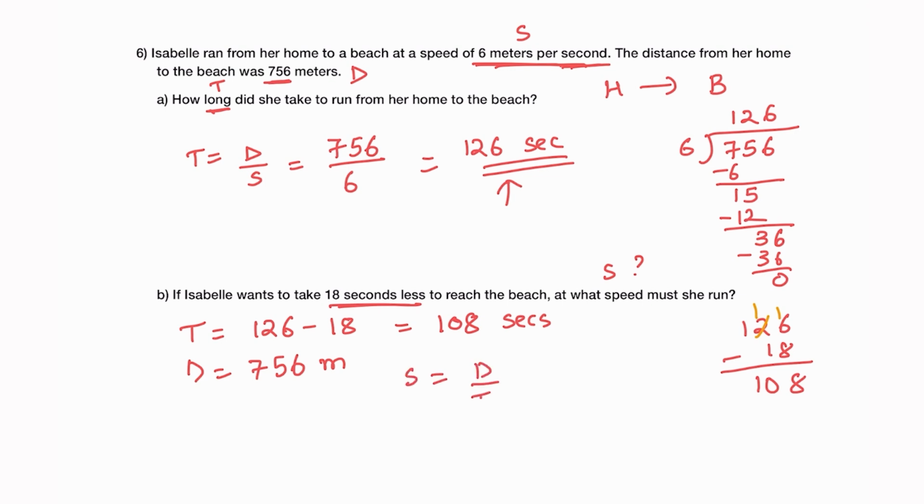Now we got to find the speed. Speed is distance upon time. So that's 756 upon 108. 100 times 7 is 700, and 8 times 7 is 56. So this is going to be times 7. We can confirm here, 108 times 7. That's 56. 5 carry, that's 0. 5 comes down, and that's 7, right? So the answer is 7 meters per second. That should be her speed. If she wants to reduce her time, she's got to increase her speed.